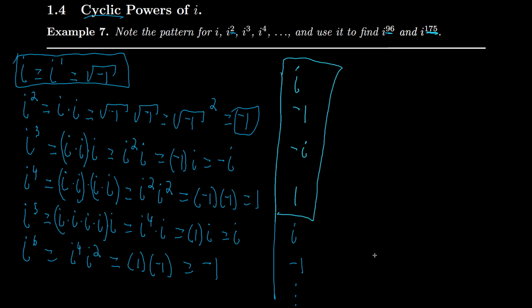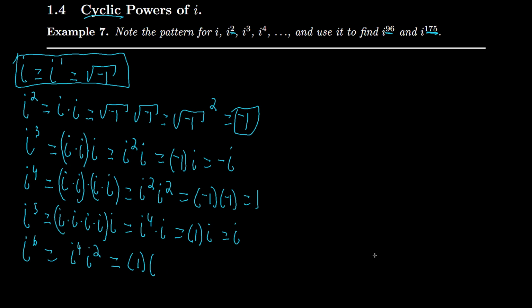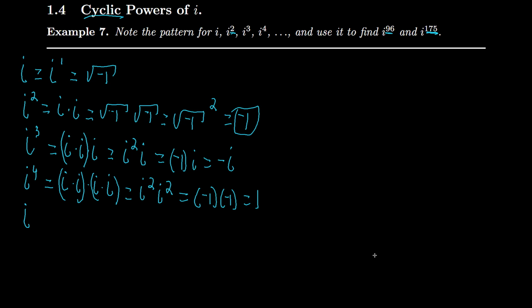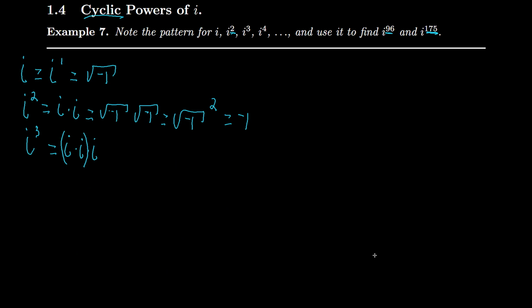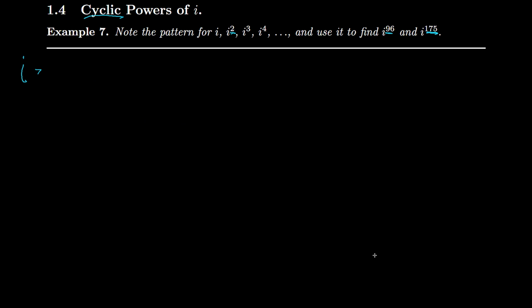So make sure that you get all that down. Pause the video for a second. It's worth writing. But I'm going to rewind here, and we're going to talk about exactly how to use this to find incredibly high powers of i, because that was a lot of writing just to find a few of these. So let's think about i to the 96th. How can we write i to the 96th and i to the 175th?